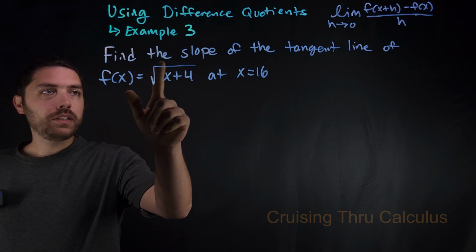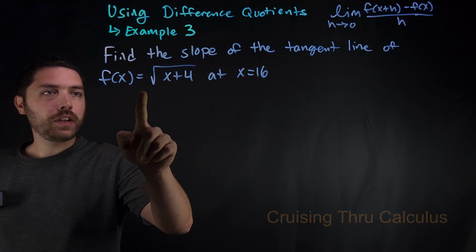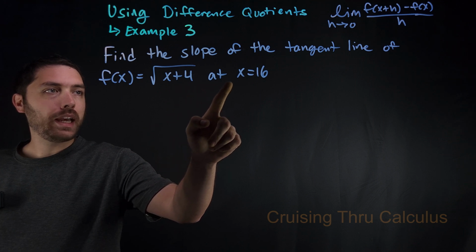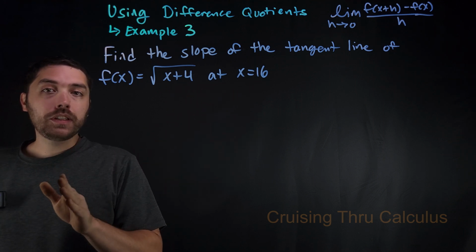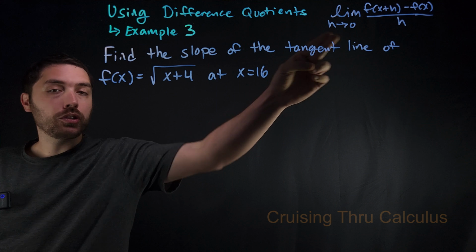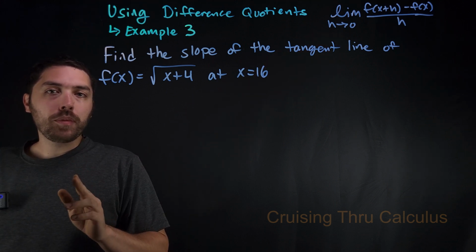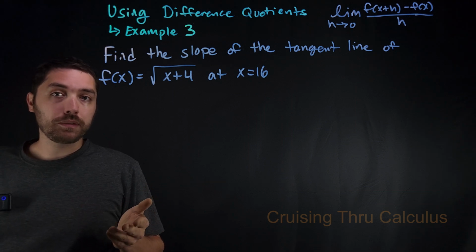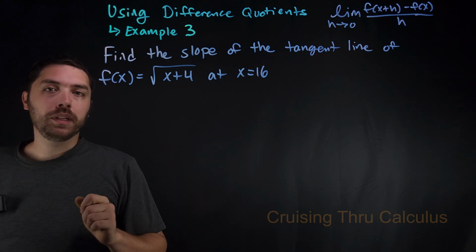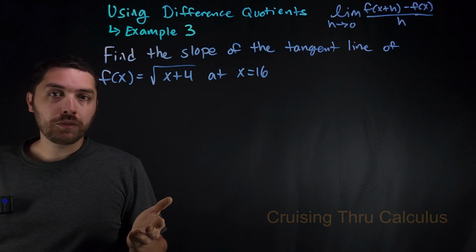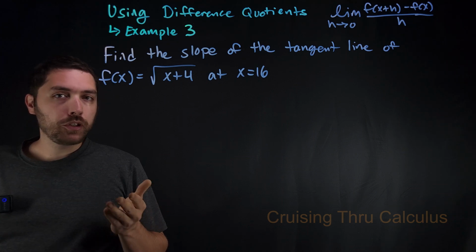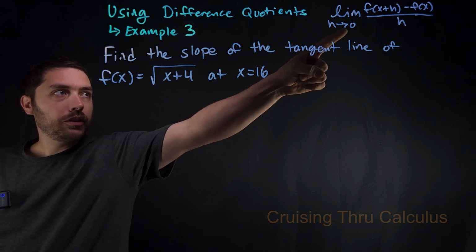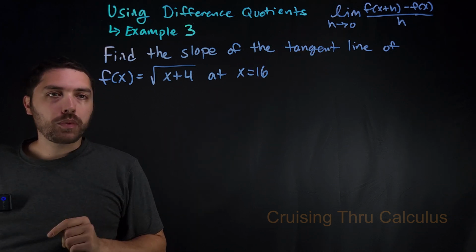All right, it says find the slope of the tangent line of f of x equals the square root of x plus 4 at x equals 16. This time, I'm going to use the other difference quotient. This is the one you're probably most often going to see. In fact, it's possible you won't even see the first one. You'll only see this one. They both do the same thing. They allow you to find the tangent lines at points, but they're just written out differently. So let's go ahead and let's use this one and see how it works in this problem.